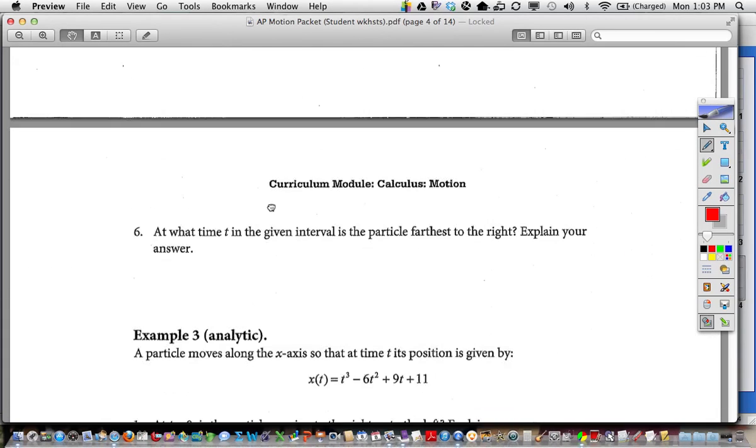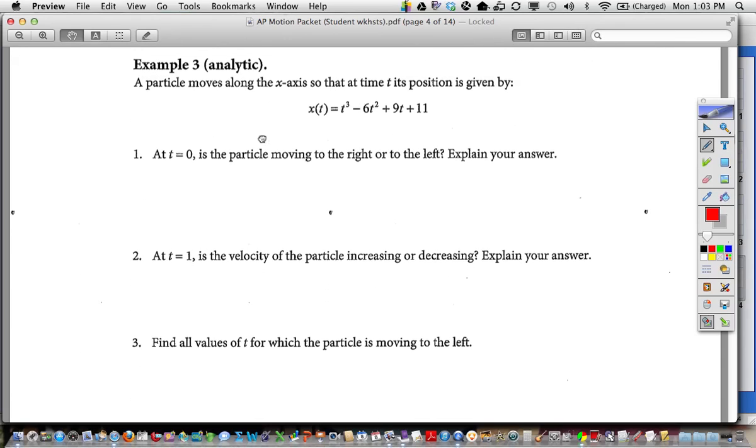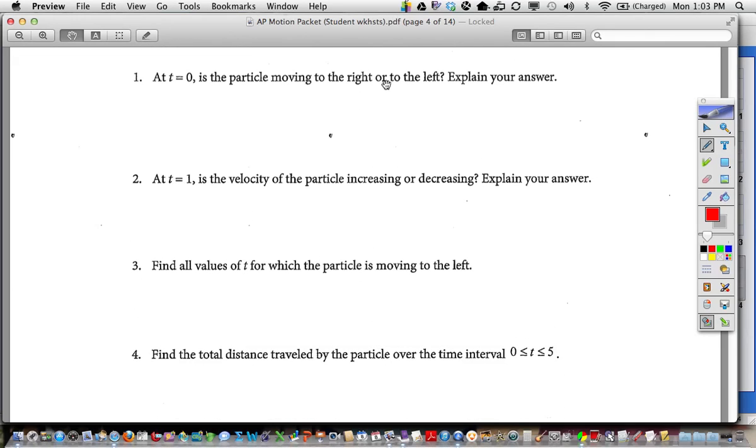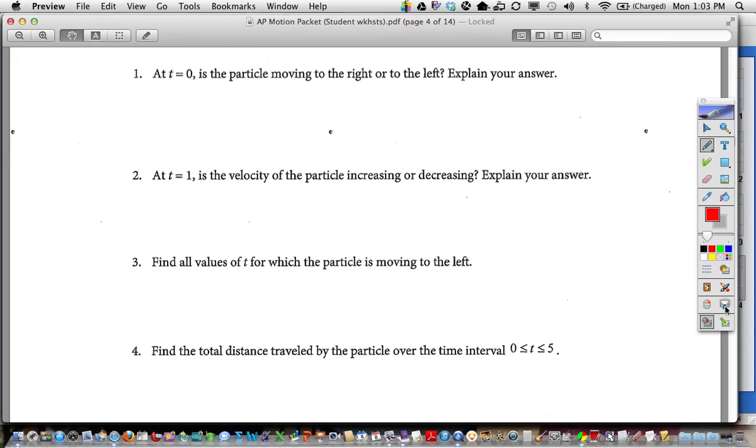Okay, and then the last one, we'll just run through very quickly, but then there is a part of it I want to do. So this is a position function. So when's it moving to the right? When it's moving to the right or left, you're going to do the velocity, and you're going to plug in a 0, right? So you're going to do the derivative, and they want to know at 0, is it moving right or left?